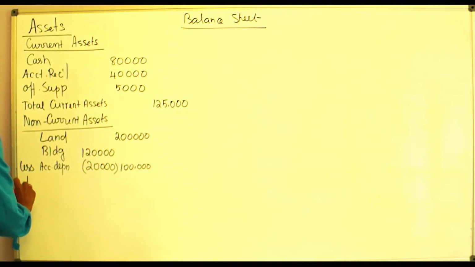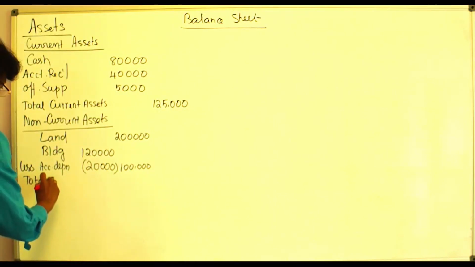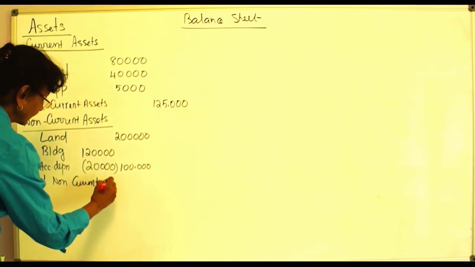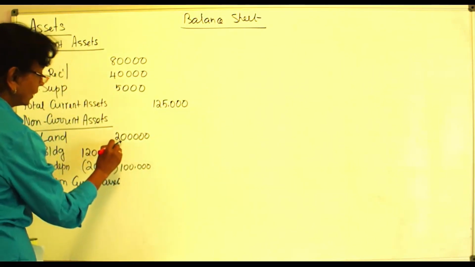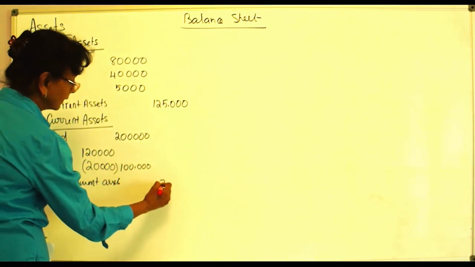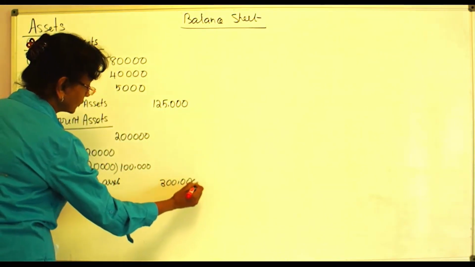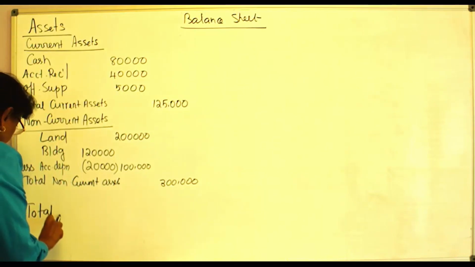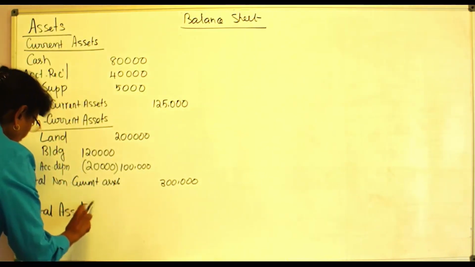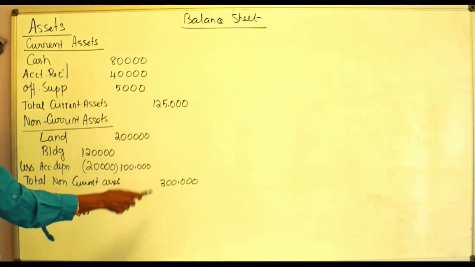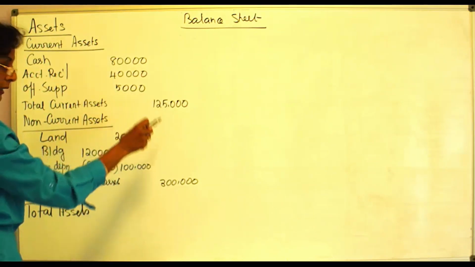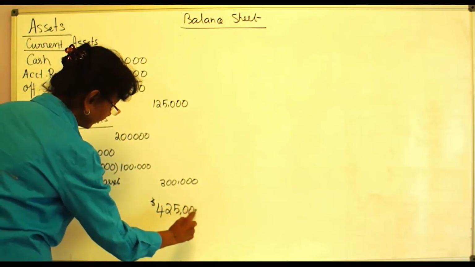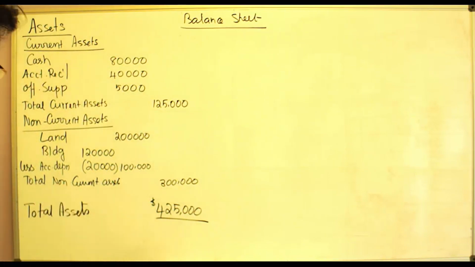So total non-current assets equals 200,000 plus 100,000, $300,000. Now total assets is the sum of your current asset total and non-current asset total. That equals 125,000 plus 300,000, 425,000. Now you go to the liability section.